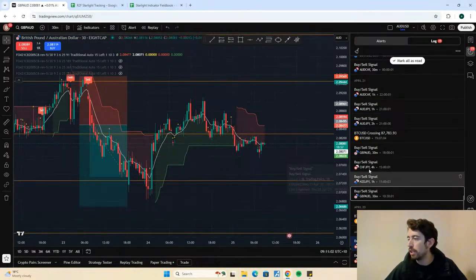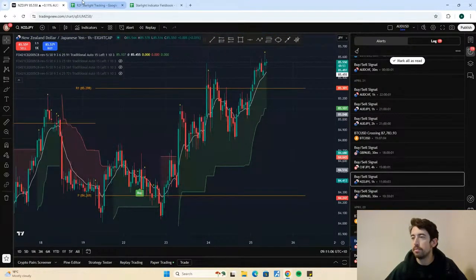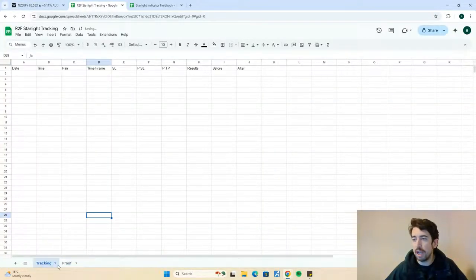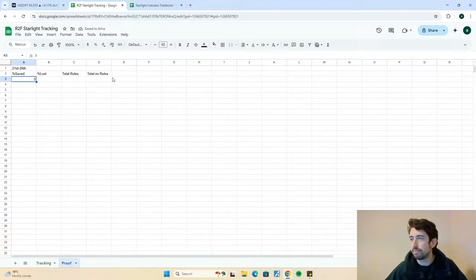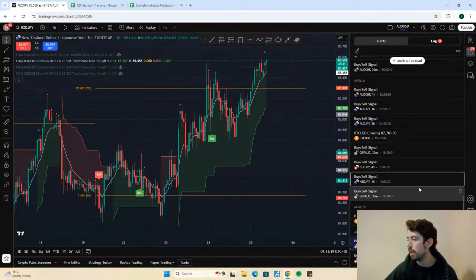All right. Let's go into NZDJPY 1 hour. So I'm just going to go over here because we haven't taken those trades, so I'm not tracking them. I'm just going to put it here so I remember. Great British Pound AUD. Done. Done. NZDJPY. Let's go into the 1 hour.